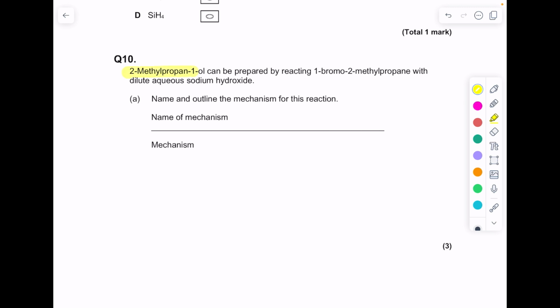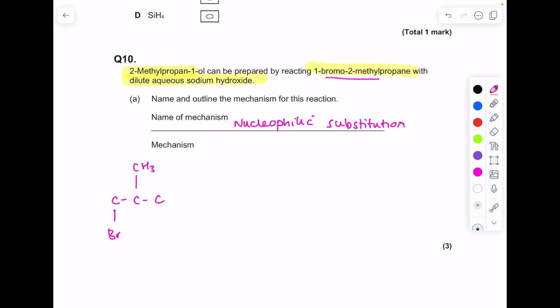2-methyl-propan-1-ol can be prepared by reacting 1-bromo-2-methyl-propane with dilute aqueous sodium hydroxide. Name and outline the mechanism. Again, we have nucleophilic substitution. Be very careful. Here's your reactant. So start with your 3 carbons. We know we have a Br group on the first carbon. We know we have a methyl group on the second carbon. I'm just going to draw it like that because it won't be involved in the reaction.